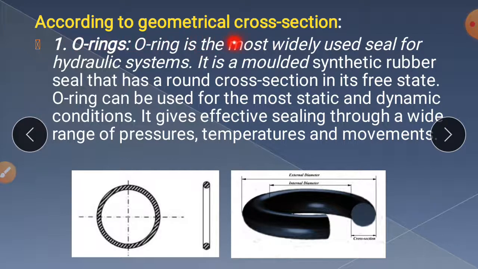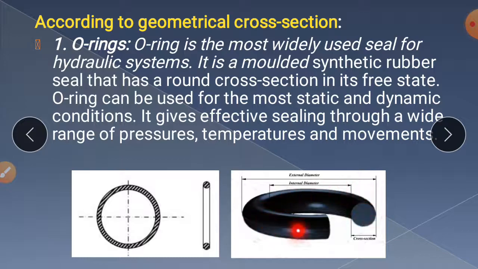According to the geometry of the cross section, it is very important. Many times they are asked in the examinations about the O rings, U rings, T rings. So according to the geometry, how is the cross section of the seals going to be considered? The O ring name came because the cross section of the seal is circular, so we can call it an O ring.